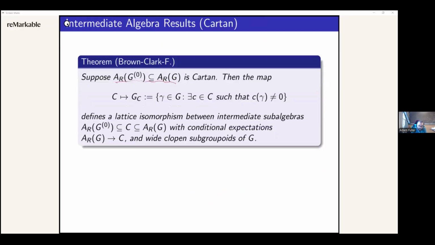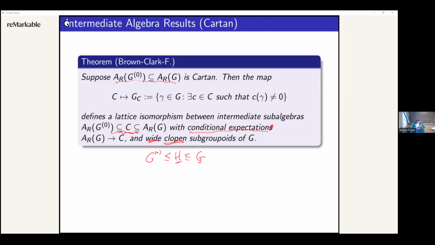If I restrict myself to just Cartan, then we have the analogous result that we had in the C-star setting. That if I have a Cartan inclusion, then whenever I have an intermediate algebra which is in the range of a conditional expectation, then I have a one-to-one correspondence between the intermediate algebra and the wide subgroupoids, which are both open and closed. So wide here means they contain the same units. The closed condition is what gives the conditional expectation. And the open condition allows us to embed the Steinberg algebra of H into the Steinberg algebra for G. So this is almost the same theorem as in the C-star conditions.